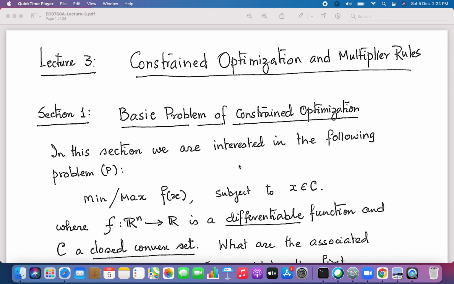So here we are going to talk about a function f which is differentiable, which we want to minimize over a closed convex set.